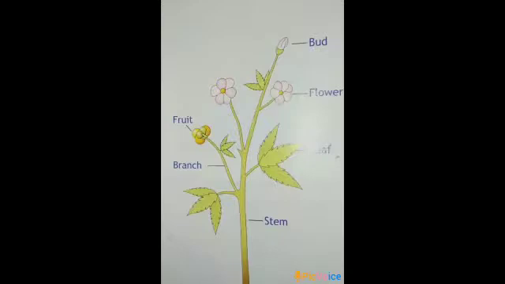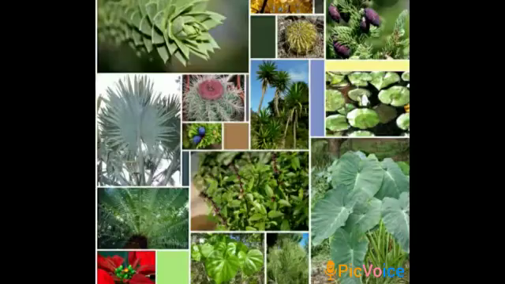Then climbers and creepers have weak stem. They need a support to grow. Then trees. You know what are trees? Trees are tall plants with strong and woody stem. And the stem of a tree is called trunk. Children, today we are going to learn about leaves and its functions.